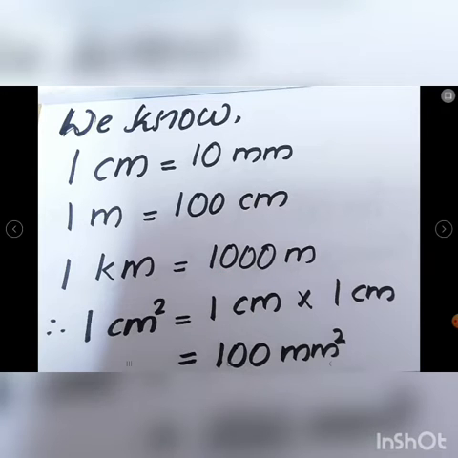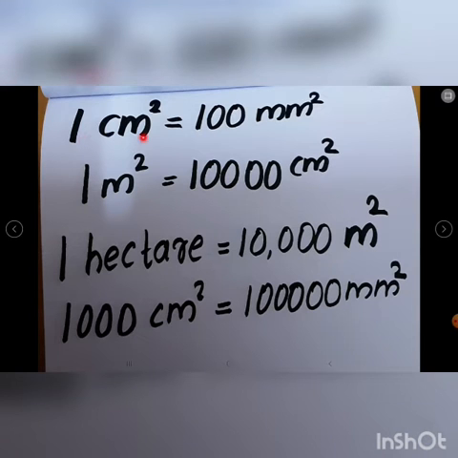Now, when we are studying area, we express it in square units, isn't it? So, when it is 1 centimeter square, what will it be? 1 centimeter square means multiplying 1 centimeter 2 times, that is, 1 centimeter is equal to 10 millimeters, isn't it? So 10 into 10, what will you have? 100 millimeter square. So we have 1 centimeter square is equal to 100 millimeter square. Similarly, 1 meter square is equal to 10,000 centimeter square. Now 1 hectare is equal to 10,000 meter square.